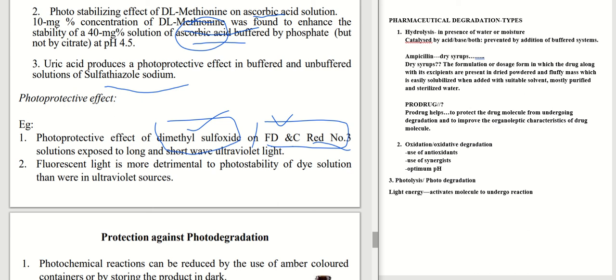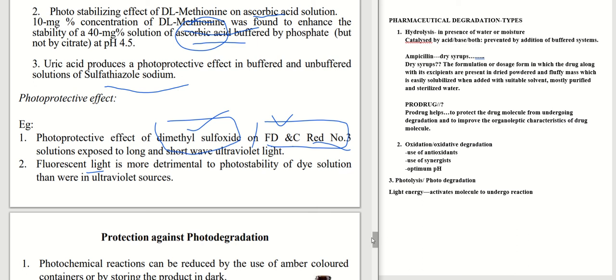And also, one experiment has shown that fluorescent light has more detrimental effect than UV light. Though most of the drugs undergo degradation under UV, even the fluorescent light also plays a major role in having more degrading activity.